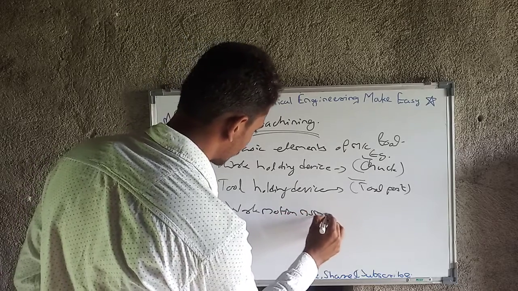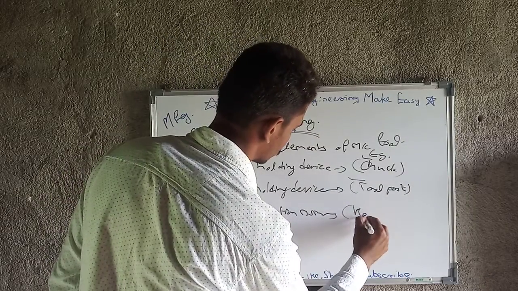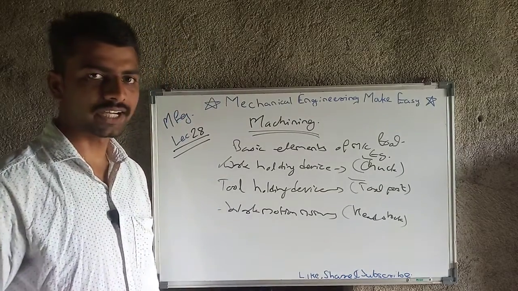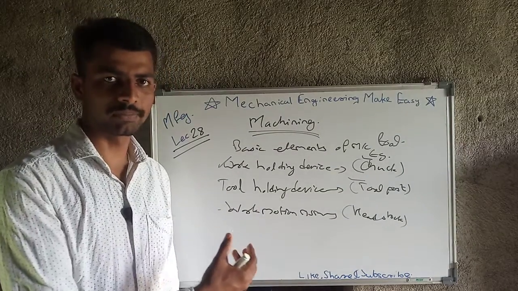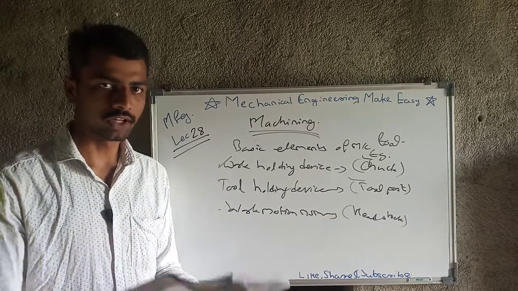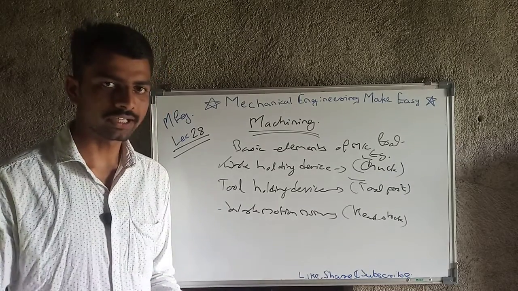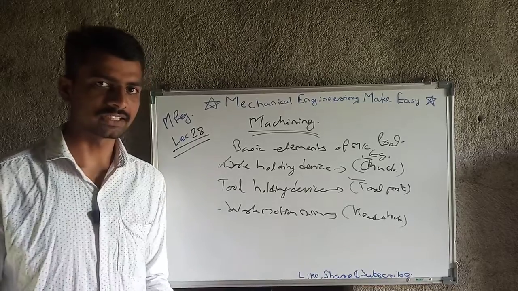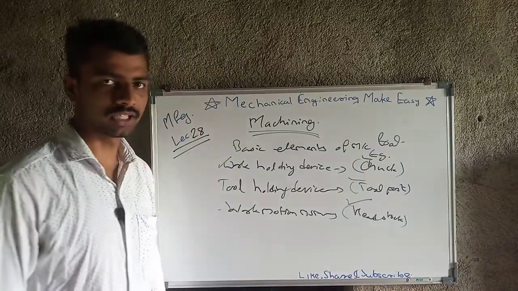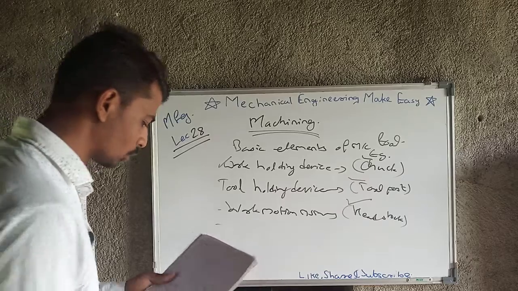Then next is the work motion mechanism, and the example of work motion mechanism is the headstock. What is the work motion mechanism? It means to provide motion to the workpiece. While machining any workpiece, that workpiece is going to rotate or revolve, and for giving that motion to the workpiece, we need some work motion mechanism. In case of lathe machine, that mechanism is nothing but the headstock.